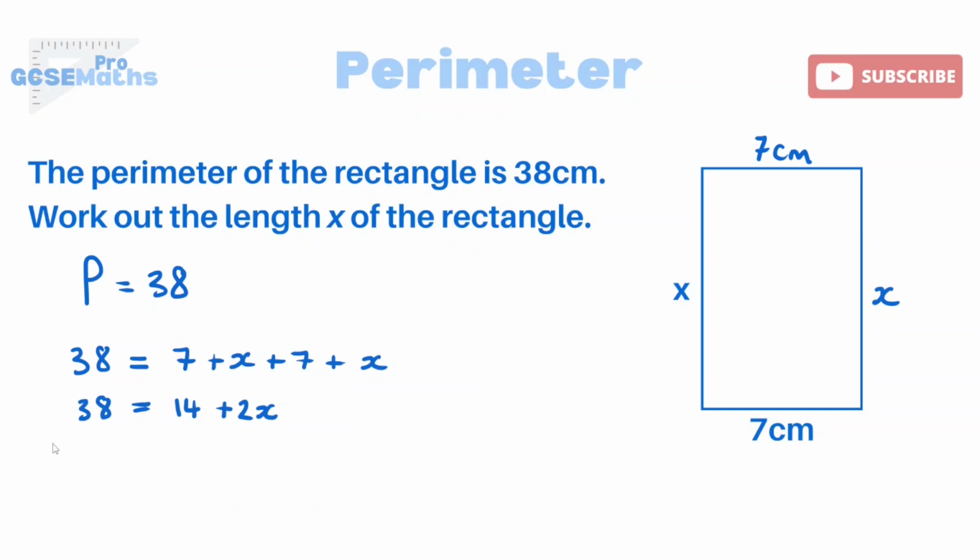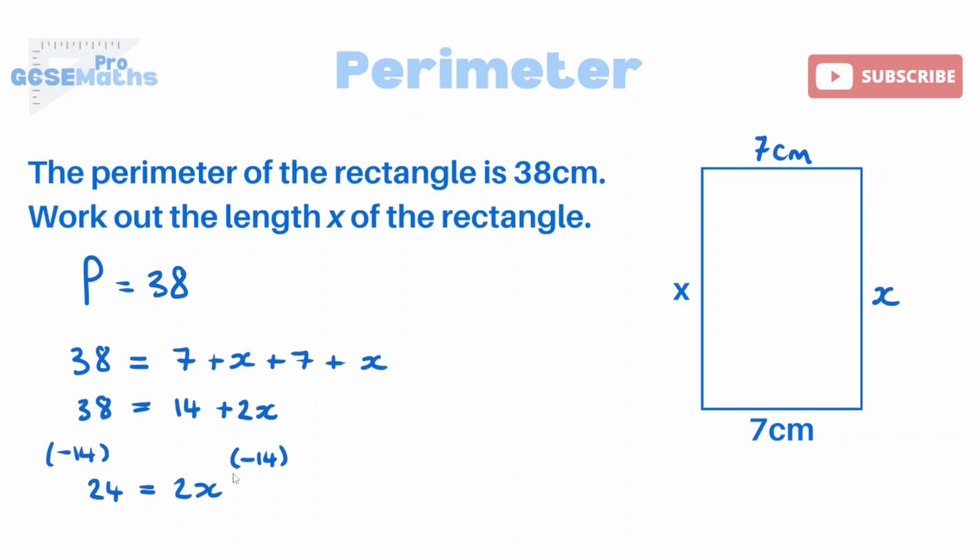The way that we move things algebraically is by doing the opposite. Currently the 14 is just like a positive 14. It's just added there. So I'm going to minus 14 from both sides. And that's how it moves across to the other side of the equation, isn't it? So I get just 2x because I've cancelled out the 14. 38 minus 14 is going to be 24. And I'm left with 2x is equal to 24.